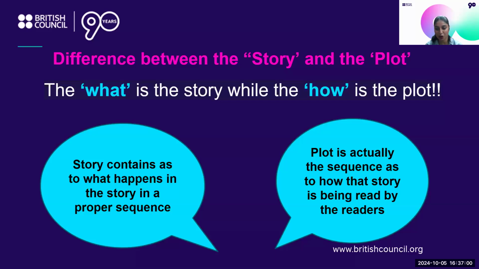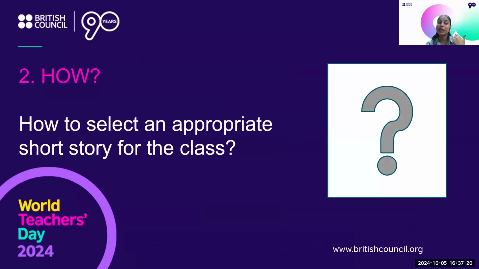With this, we've come to the end of the first segment, which is the what. I hope we were able to understand what short stories are and a few characteristics of the short stories with a few examples that we discussed, along with the character and plot being the two main ingredients of any short stories. Now, quickly moving on to the next slide, which is the how part. So, how to select an appropriate short story for the class. There can be a lot of ways, and there can be a lot of tricks that us teachers must be using in your classroom while selecting the short stories.